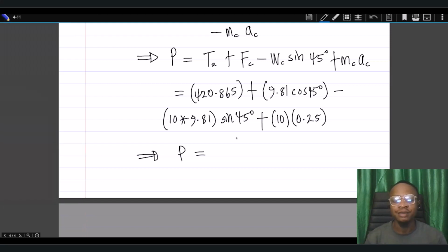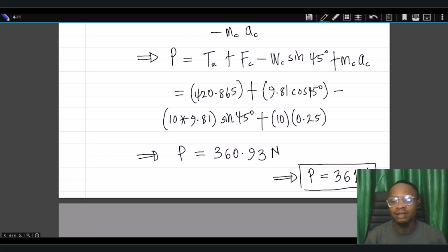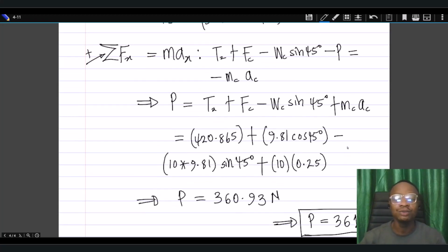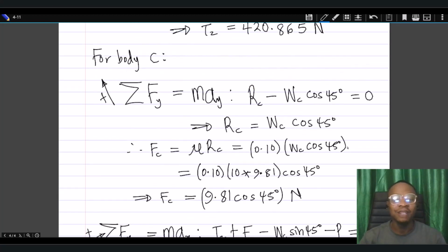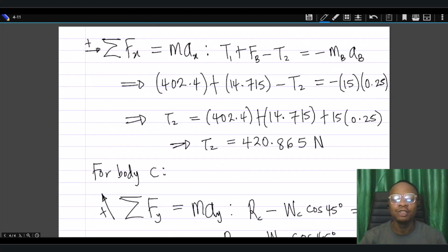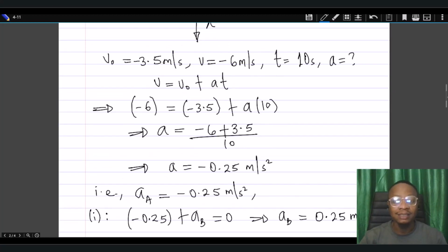So this is 360.93, and that will be in Newton. Of course, if we're going to write our final answer, we expect that to be in three significant figures. So that is just going to be 361 Newton in three significant figures. That is our final solution to the problem, and that's all we have to do for this. Okay, so that is the idea.